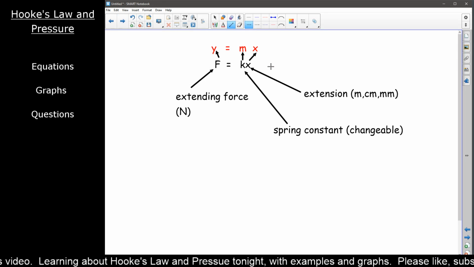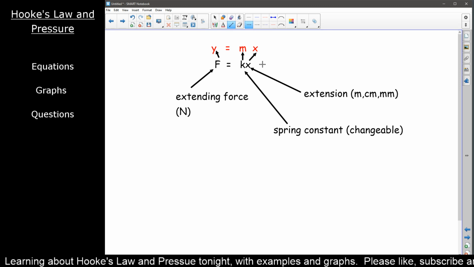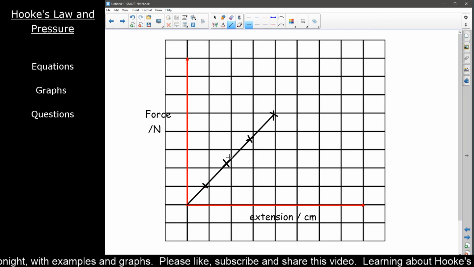There's no extra plus or minus bit over here, so we're expecting this to go through 0. This is because when the force equals 0, it doesn't matter what k is, the extension will have to be 0 in order to make 0 on both sides. So we're expecting a straight line through the origin, and this is what we get. When we perform the experiment, we do get a straight line through the origin, and this is wonderful.